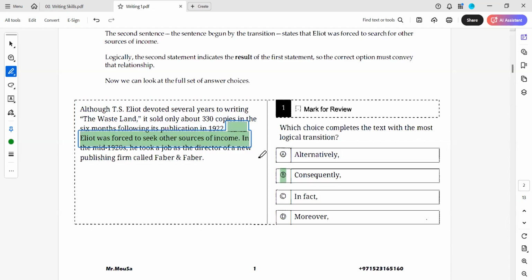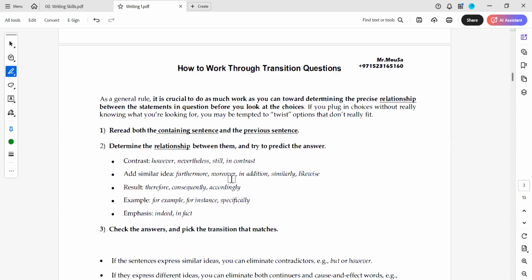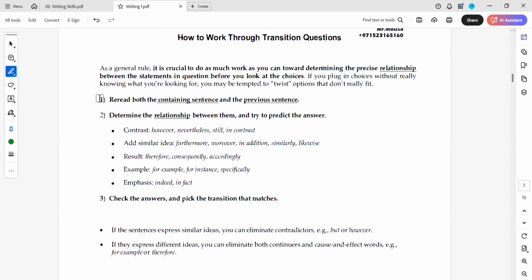Now I've got that question correct. Well done. So again, what happened here in that question? How to answer those questions? We said step one, we need to read the containing sentence, the sentence that contains the transition, and we need to read the previous sentence. We need to read the containing sentence and we need to read the previous sentence.